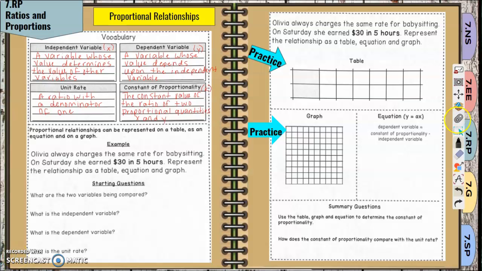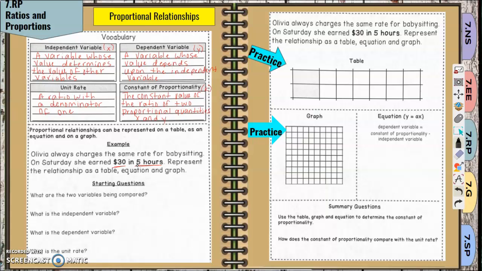All right, so when we talk about proportional relationships, they can be represented in multiple ways. We can use tables, equations, and graphs to identify if a relationship between two quantities are proportional. So let's look at example 1. Olivia always charges the same rate for babysitting. On Saturday, she earned $30 in 5 hours. Represent the relationship as a table, equation, and graph.